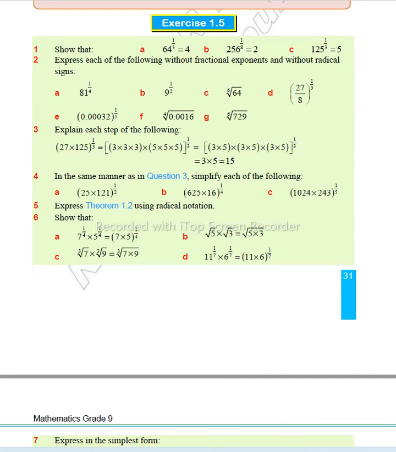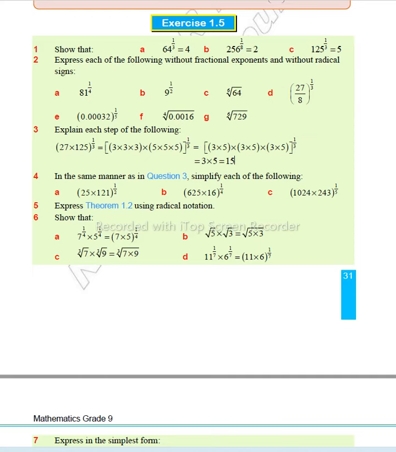15 means 15 to the power of 3 again, the power of 3. So 3 cancelled by 3. We finally get 15. If you have any question here, you can leave your question under this video comments.